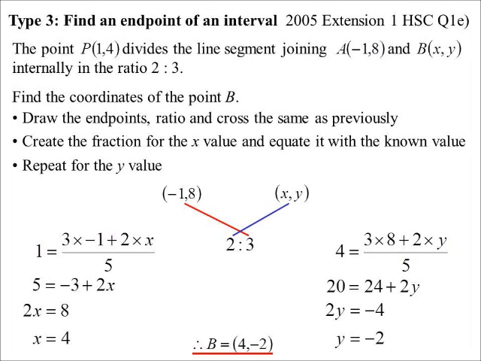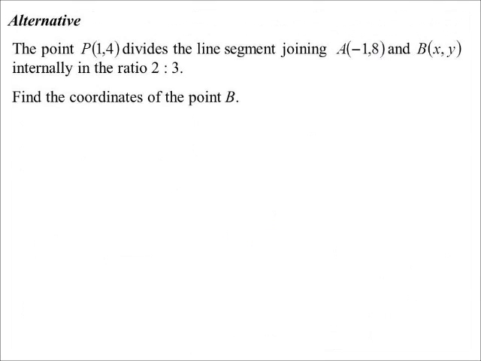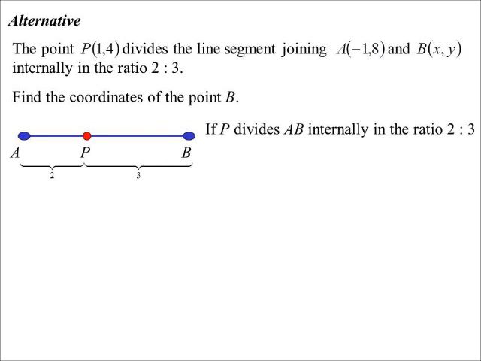That's one way I could approach that. Another way I could approach that same problem. Okay. If I just draw myself a little picture, A, B. I'm trying to find the coordinates of B. But P divides AB internally in the ratio 2 to 3. So P is somewhere in the middle in the ratio 2 to 3. I could change this question because A and P are the 2 points that I know. I want to find B.